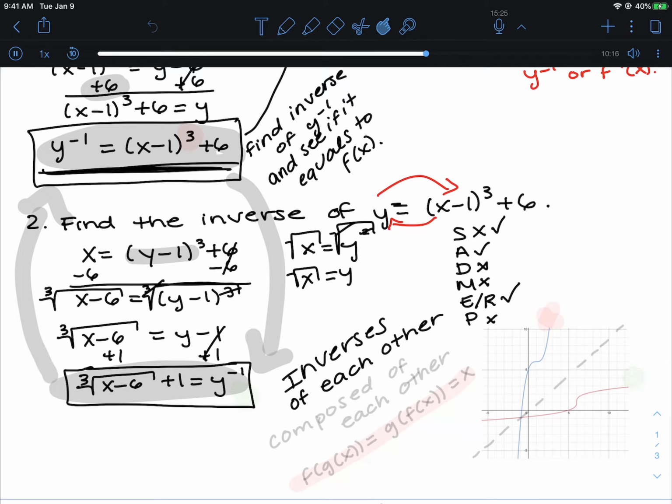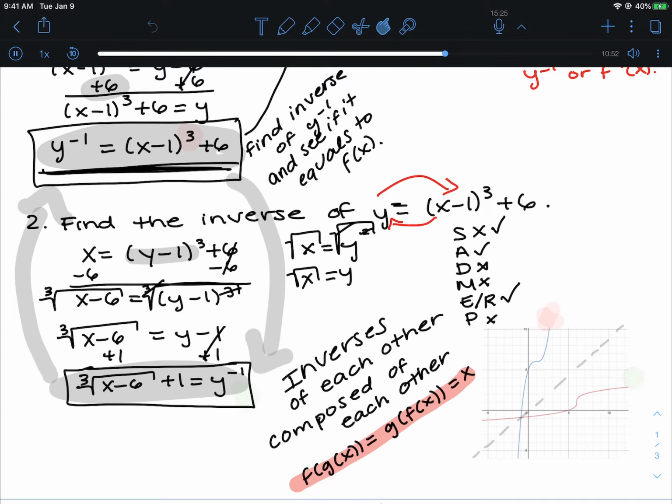Which also means they're composed of each other. So I know you guys have heard that word before, because you've seen it on exams in the previous units, composed of each other. And the reason you know this is because you've seen the notation f of g of x equals g of f of x, which then equals x. If you were to go back and look at your old exams, you would see that notation. So that's basically what that means.